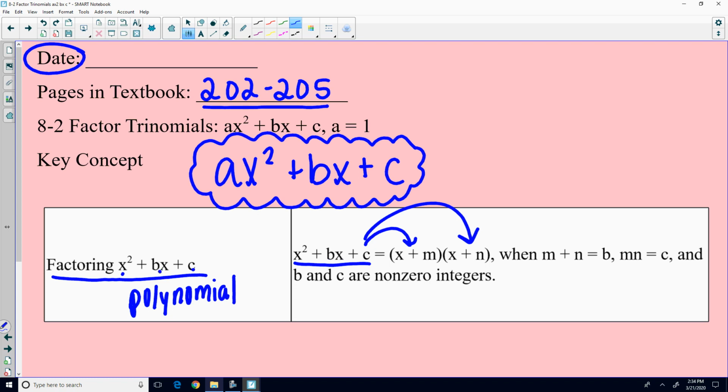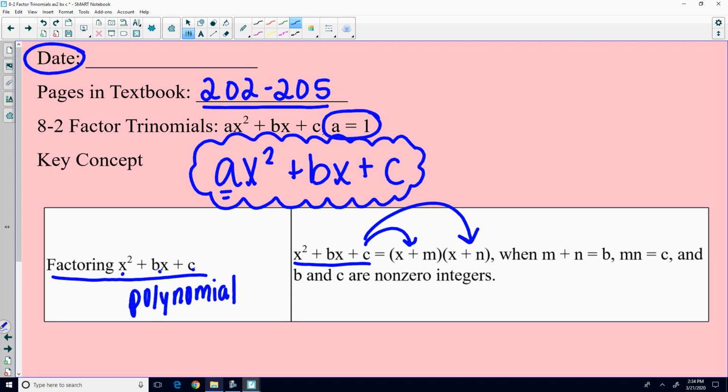And if you can see today's notes, I have a equals 1. So this number here today is always going to equal 1. That's in front of the x squared. It doesn't always have to be 1, but to start, we're going to have it equal to 1. On the bottom of your note sheet, you should have some example problems. Those are for your reference later.